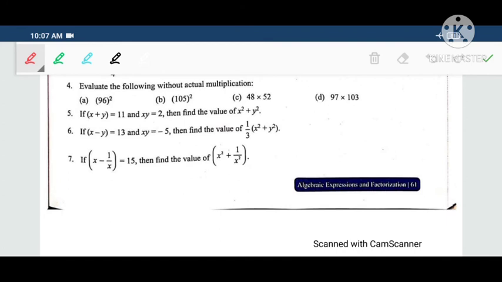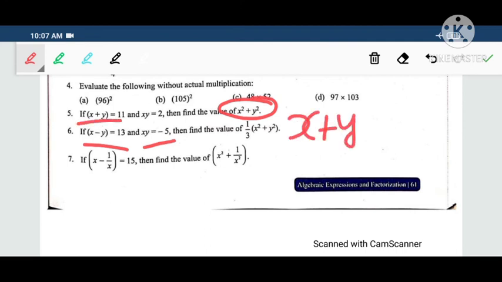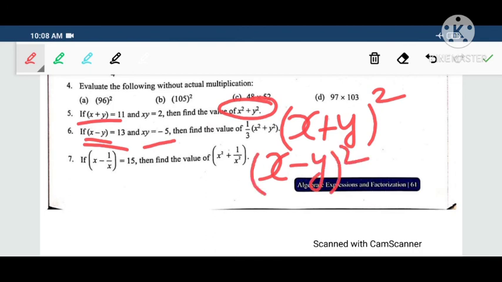Question number 6, the given values are x minus y is equal to 13, xy is equal to minus 5. Then we need to find the value of 1 by 3 into x square plus y square. It is the same as question number 5. In question number 5, they gave x plus y, so we took x plus y the whole square. But here the given value is x minus y, so we have to use x minus y the whole square. So only the difference: when they give x plus y, we use the x plus y the whole square identity; x minus y means we use the x minus y the whole square.